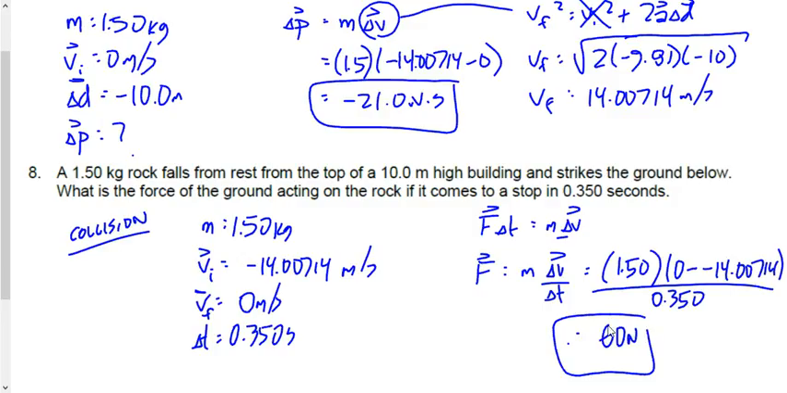Why is that positive? Why should it be positive? If down is negative, what way do you got to apply a force on this rock to stop it? Up. If you apply another force downwards, what happens to this rock? It speeds up at a rate greater than 9.81. Doesn't stop. So our force is positive 60.